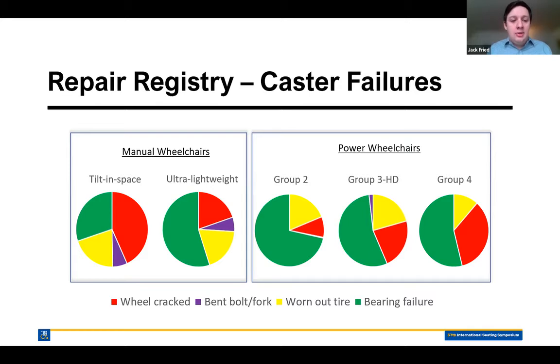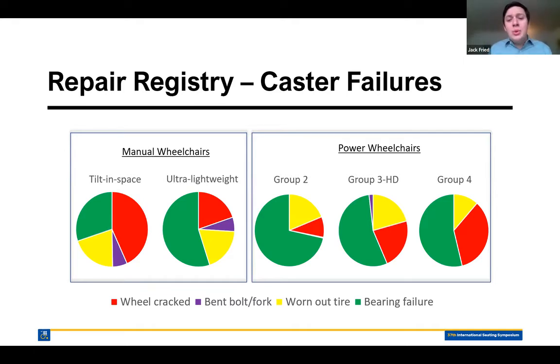The other thing we saw in the power chairs, which had a large amount of failures, over 1,000 for each of these, is that as you move up the group number, so from group 2 to group 3 to group 4, and your complexity of your seating increases, you actually see a higher percentage of high-risk breakdowns. It increases pretty steadily from 10% from group 2 all the way up to 36% for group 4.